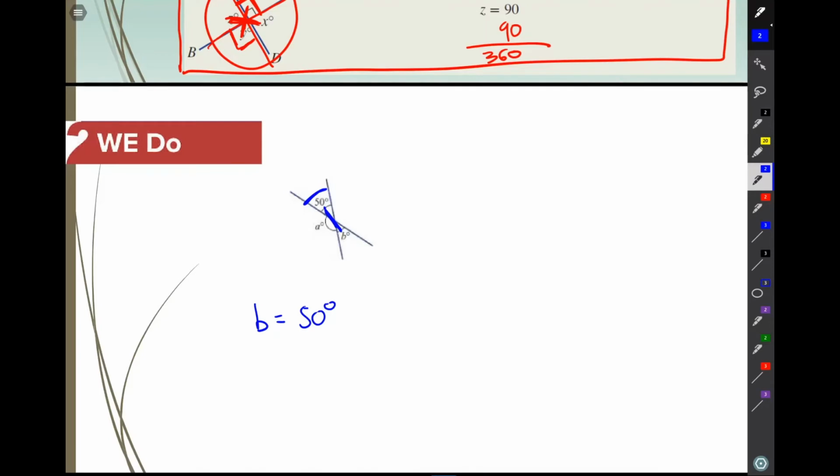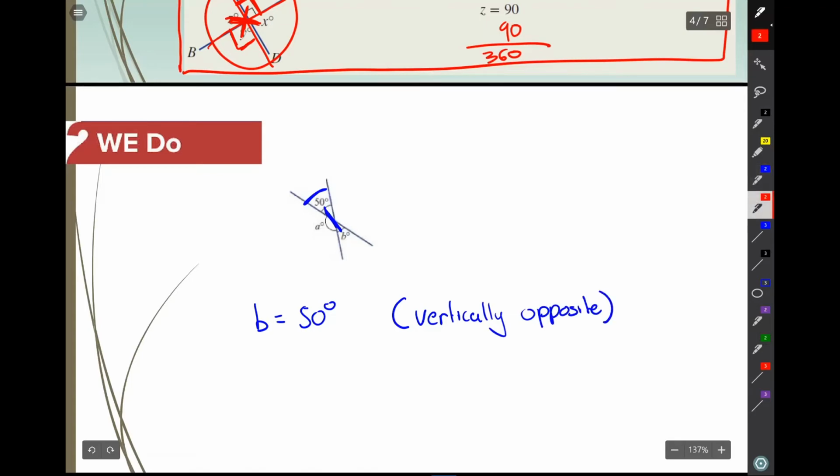Now, what you have to make sure you do though when you're answering one of these questions is you always have to give a reason. Okay, if I'm going to write down that B equals 50 degrees, I need to say that the reason I know that is because they are vertically opposite angles.